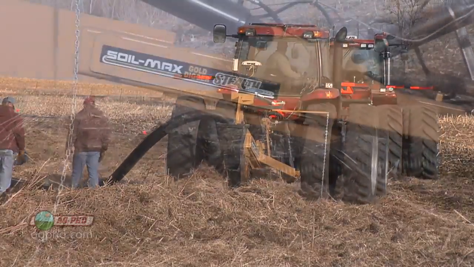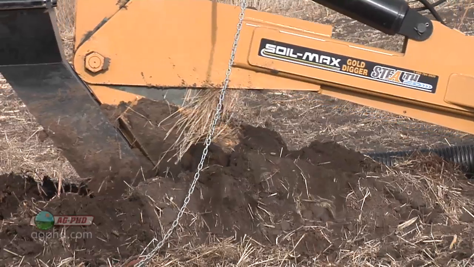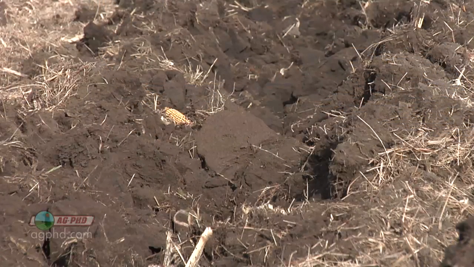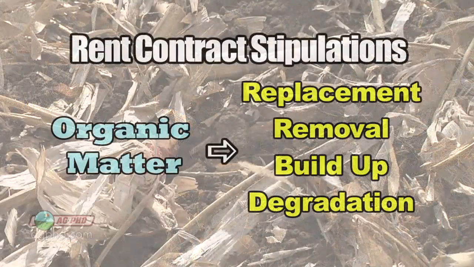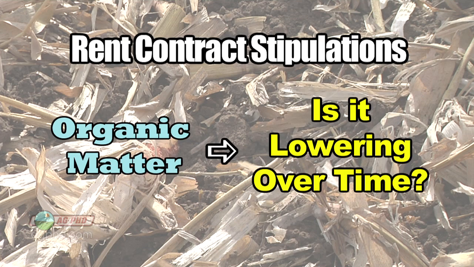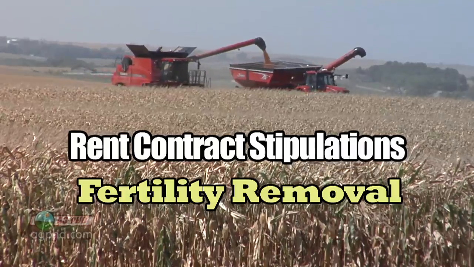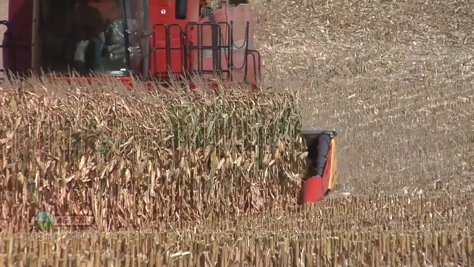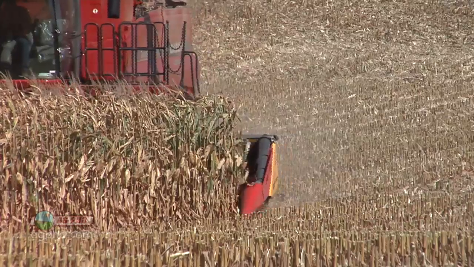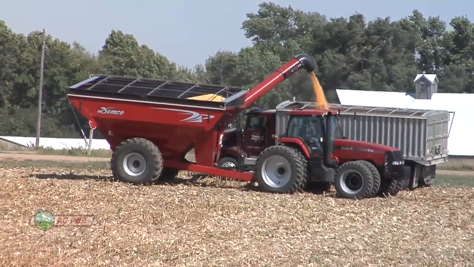That's one of the biggest challenges, in my opinion, that landowners face today. Yes, you can go out and try to get top dollar for your rent, but what other stipulations do you have in that rent contract? So for example, how about organic matter replacement or removal or buildup or degradation? Are we lowering over time the organic matter levels in the soil is what I'm saying. How about fertility removal? So if we pull 200 bushel per acre corn off of this field, well, we just removed 76 pounds of actual phosphate and 60 pounds of K2O potassium. Are we replacing those things?